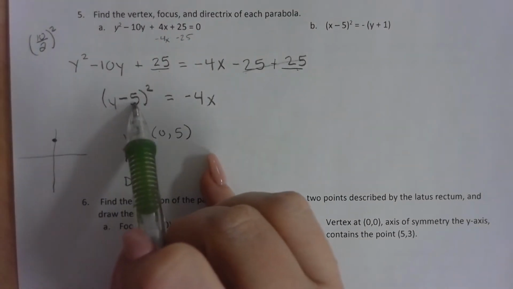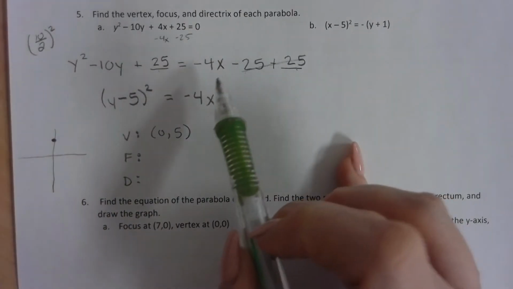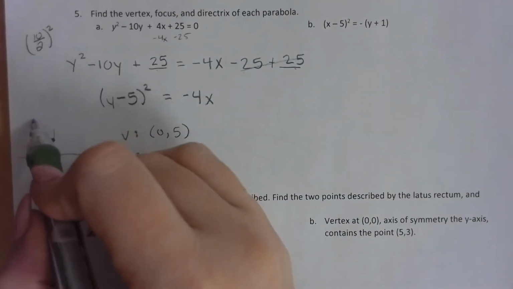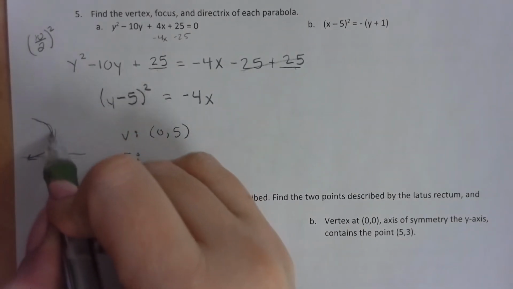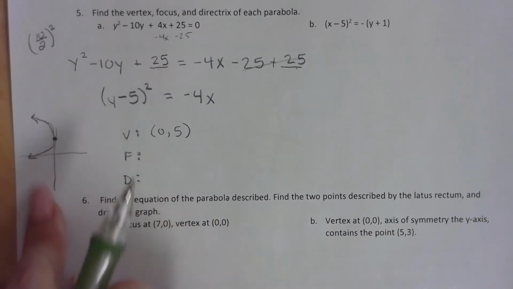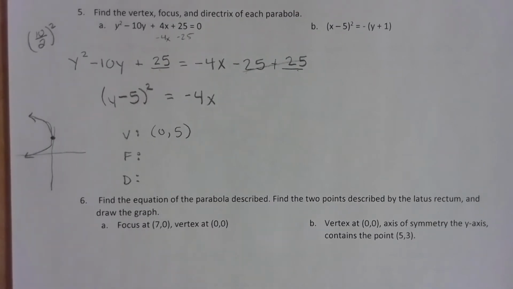Now, because this is a y squared function, it's going to be opening left or right, but because this is a negative 4x, it's not going to open to the right, it's going to open to the left. So I know my parabola is going to look something like this. I don't really care, it doesn't need to look pretty, that is the ugliest parabola I've seen, right? Doesn't need to be pretty, it just helps me visualize.